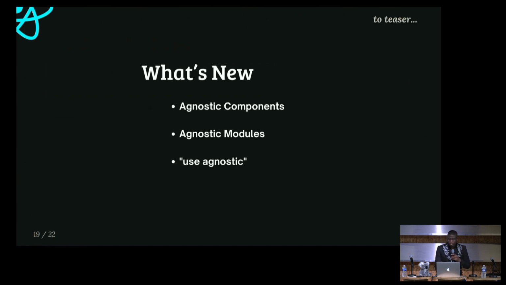So here is what's brand new this evening: agnostic components, agnostic modules, and the "use agnostic" directive. But in reality, none of these were actually brand new. Agnostic components and agnostic modules were there the whole time, either between React server components and React client components. And the "use agnostic" directive at this time is simply a placebo to make it all make sense.